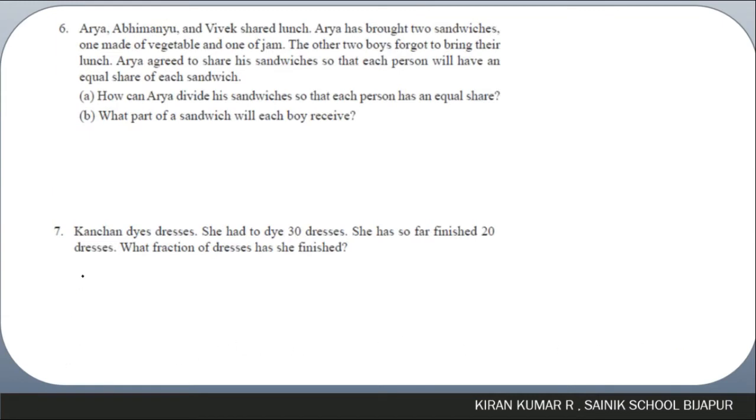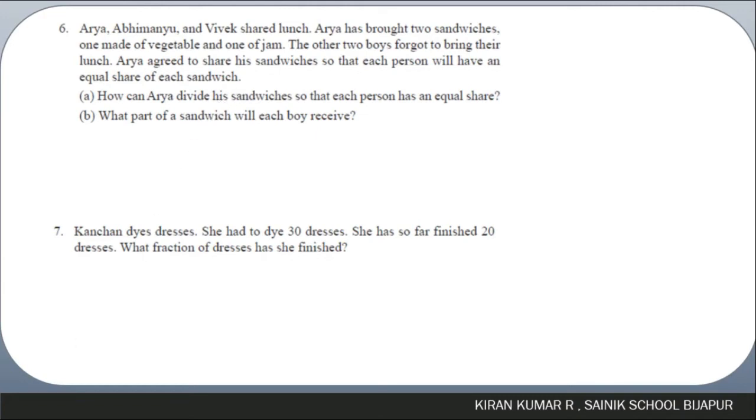Question number 6. Arya, Abhimanyu and Vivek shared lunch. Arya has bought 2 sandwiches. One is made up of vegetable and one is of jam. The other 2 boys forgot to bring their lunch. Arya agreed to share his sandwiches so that each person will have an equal share of each sandwich.